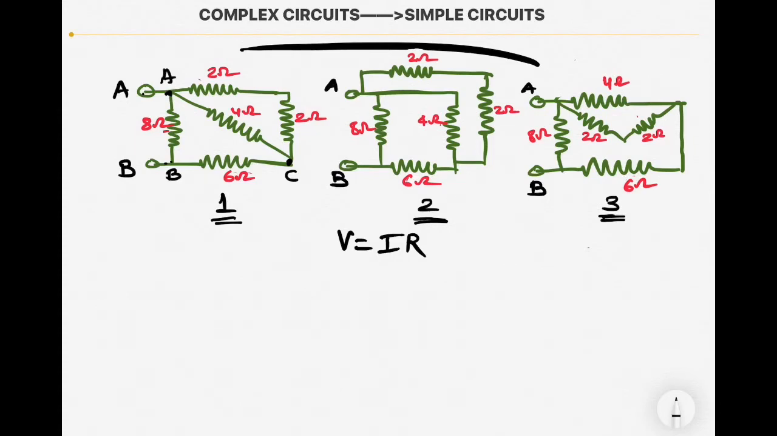Here you see three different diagrams of a same circuit. Yes, a same circuit. It's not easy to believe, right? But all these three diagrams are presenting the same circuit.